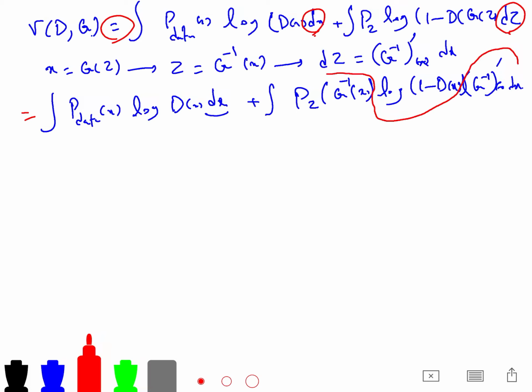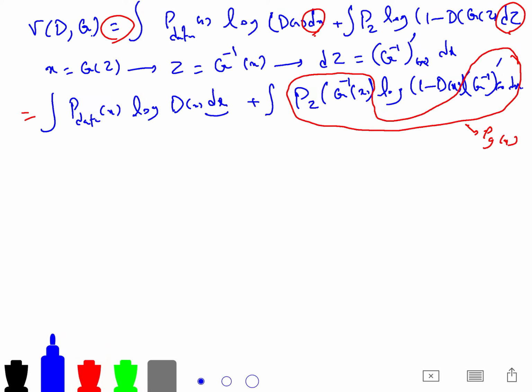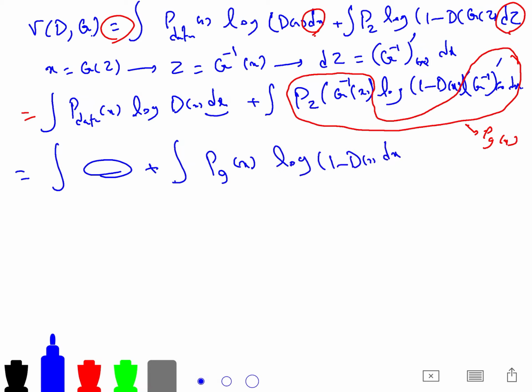multiplying by p z g minus 1, I call this pg of x, p of generator. It's like implicit probability of generator. So this is equal to, so the first term is just the same thing, plus the second term is now pg of x, because we have defined pg of x, log of 1 minus D of x.